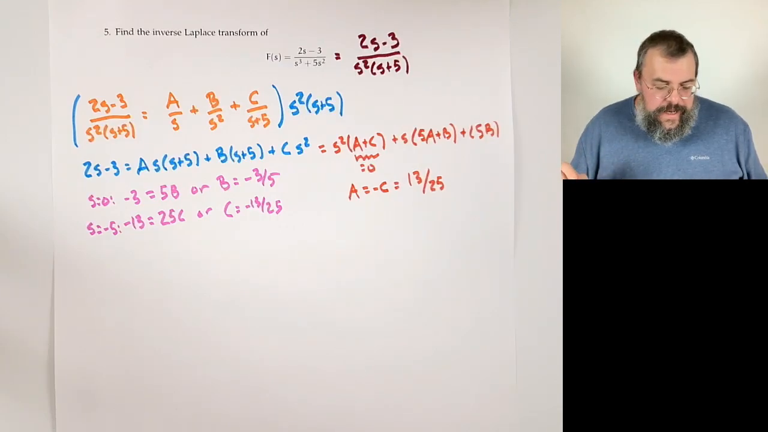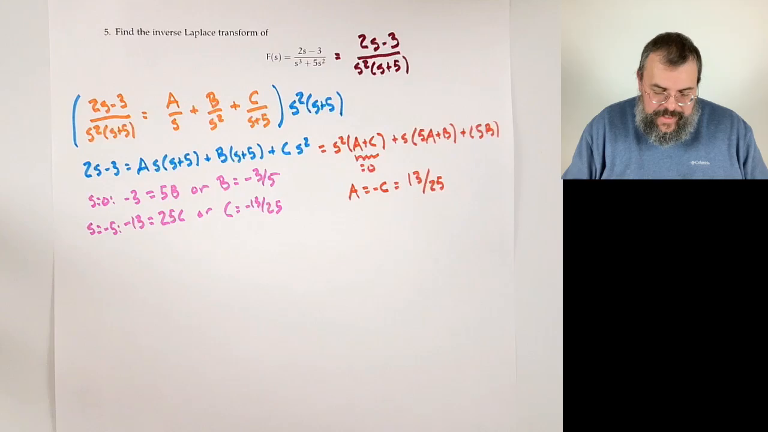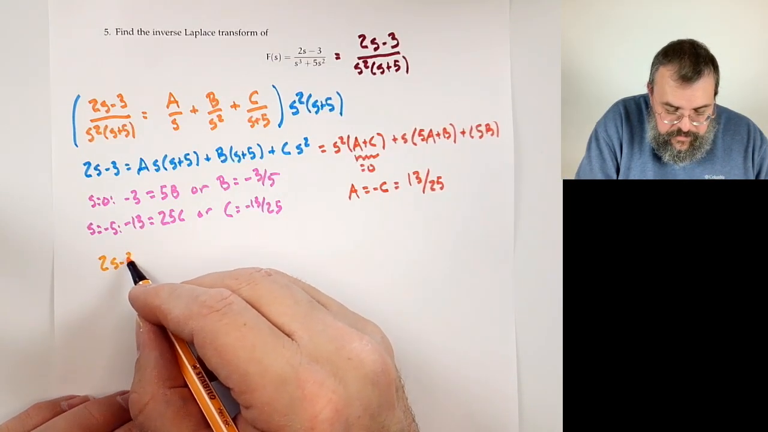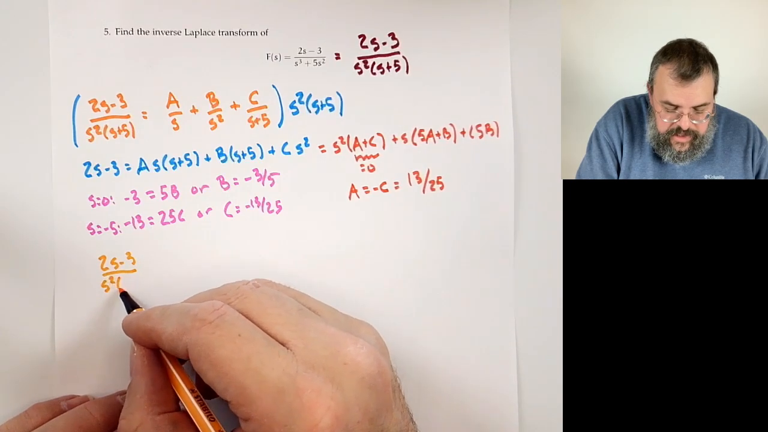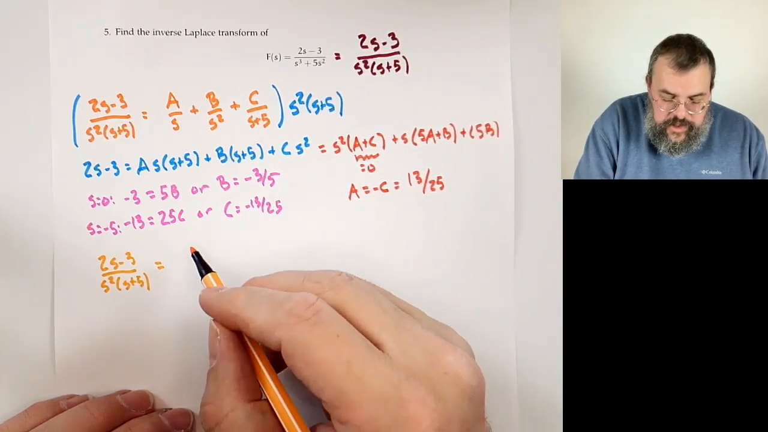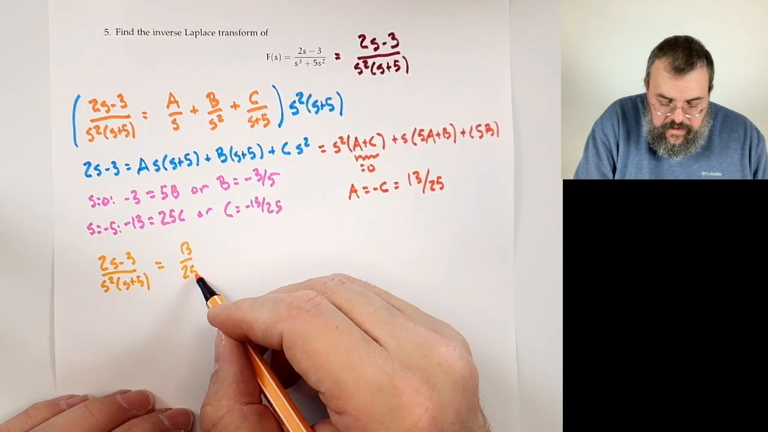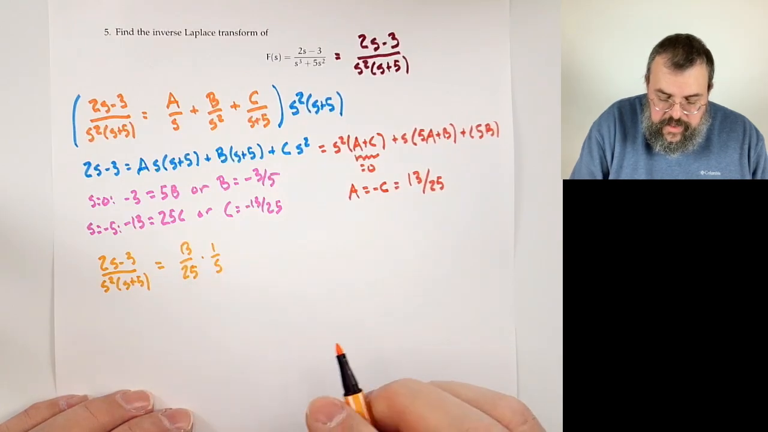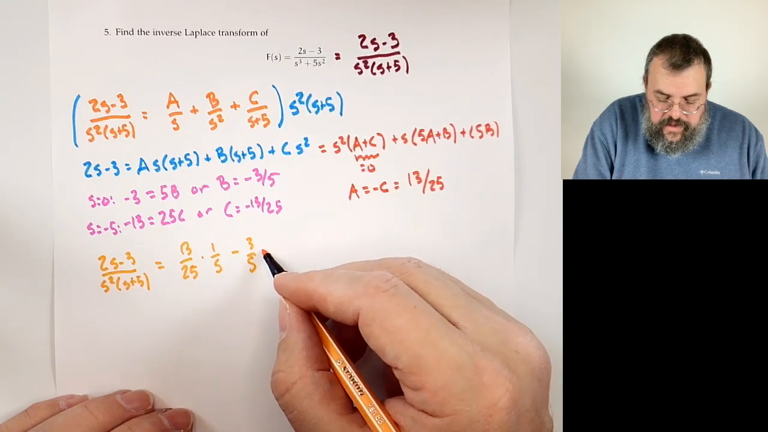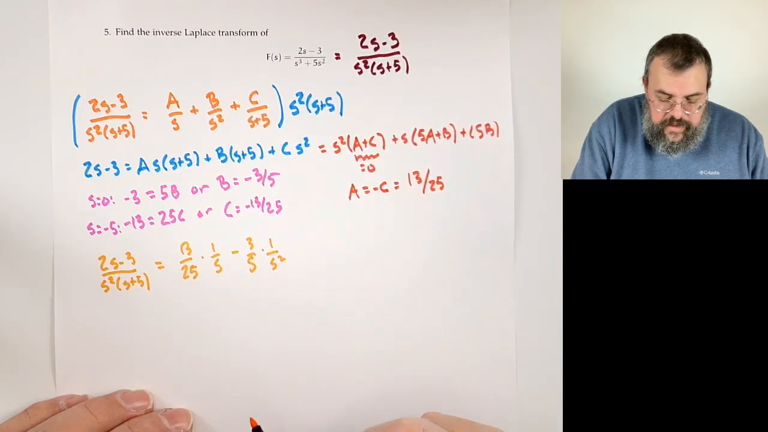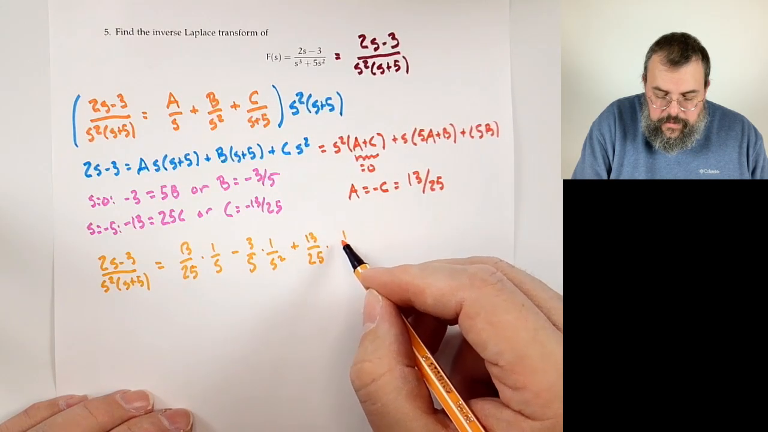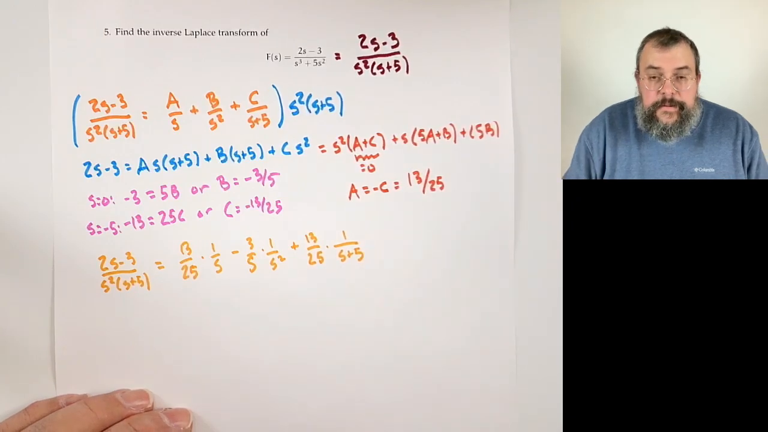So we have the following. We can say that 2s minus 3 over s squared times s plus 5 is equal to, well, 13 over 25 times 1 over s, and then minus 3 over 5, 1 over s squared, and then plus 13 over 25, 1 over s plus 5.